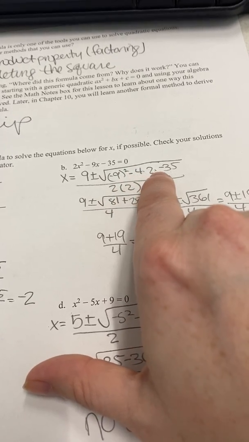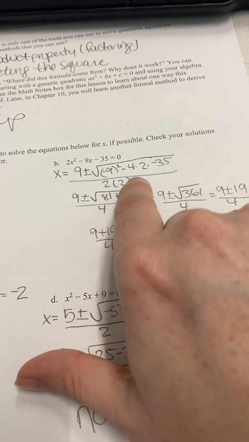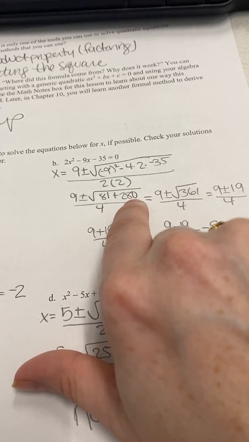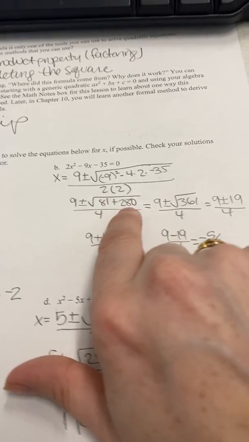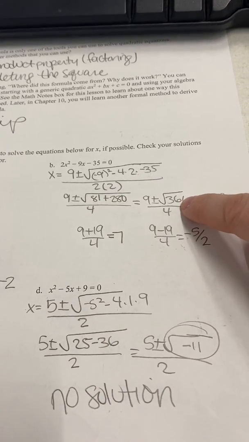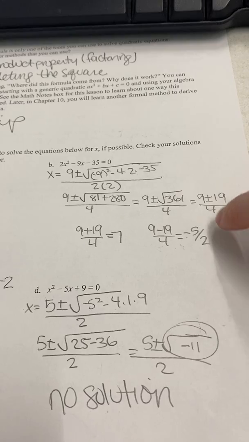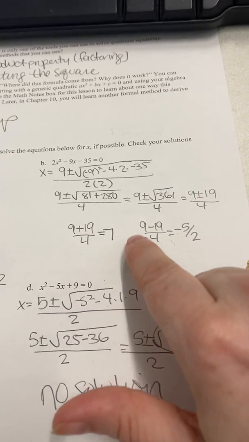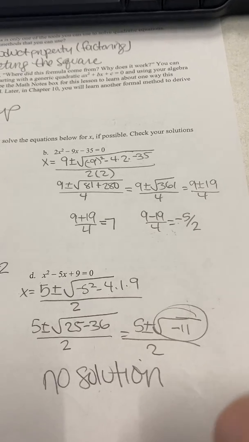Here we have a negative and a negative, so we'll add them together. 4 times 2 is 8, times 35 is 280, and 81 plus 280 is 361. The square root of 361 is 19. So now you have 9 plus 19 over 4 and 9 minus 19 over 4.